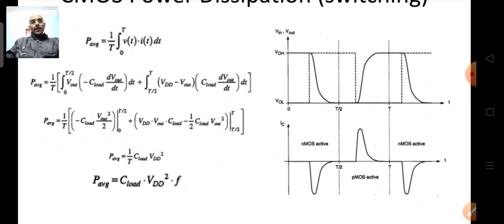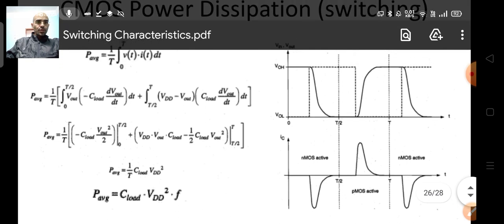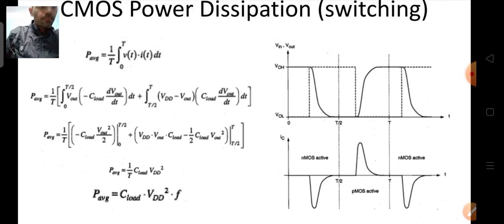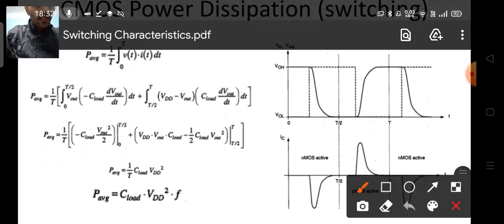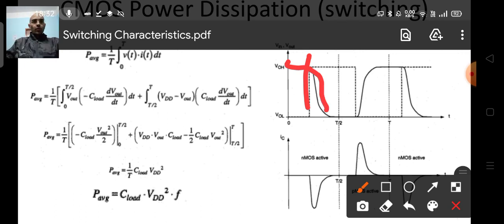When the input rises from 0 to 1, as you can see in this particular figure, your input is rising. As your input is rising, your output is falling at that instant. When the output is falling, this is the discharge of the capacitor. In this region, the NMOS is active.